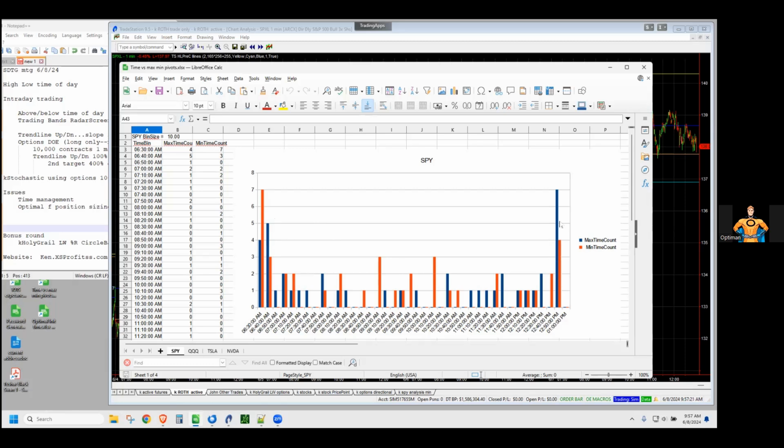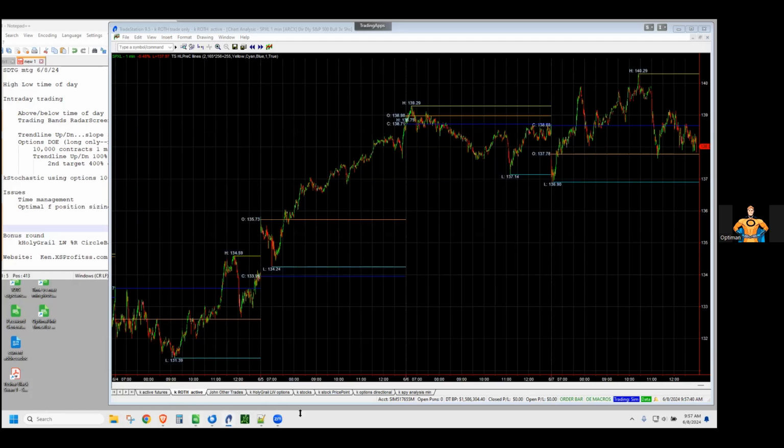And then of course at the end of the day, there's a bias too, right? Right before the close, it's either the high of the day or the low of the day. So I was trying to figure out strategies to leverage that capability.